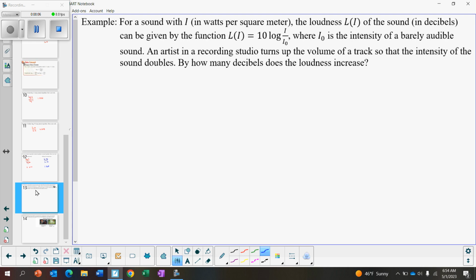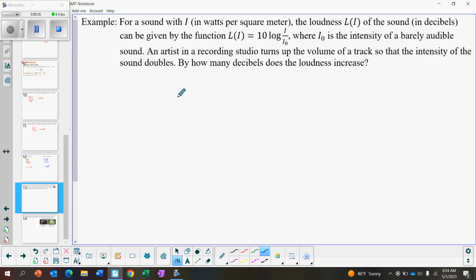The last thing we're going to look at is some word problems. So for a sound with I in watts per square meter, the loudness L of I of the sound in decibels can be given by the formula L of I equals 10 times log I over I sub 0, where I sub 0 is the intensity of a barely audible sound. All right, that sounds like a lot. An artist in a recording studio turns up the volume of a track so that the intensity of the sound doubles. By how many decibels does the loudness increase?